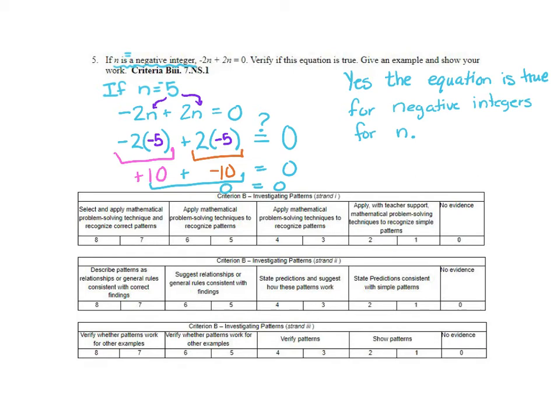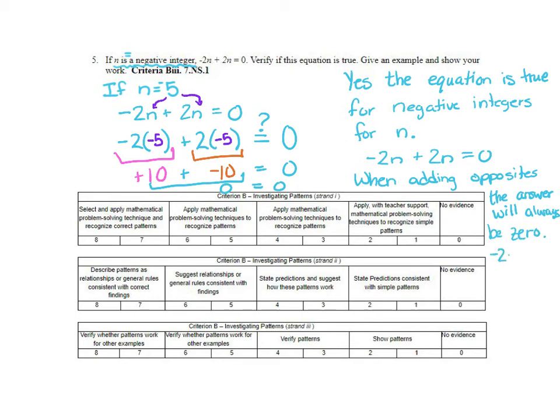You could also describe that if I had negative 2 times n plus 2n equals 0, you can say when adding opposites, the answer will always be 0. Negative 2n is the opposite of 2n. All right, let's go on to the next problem.